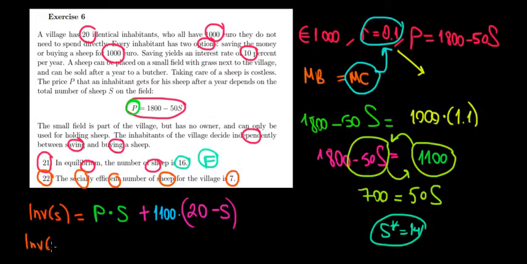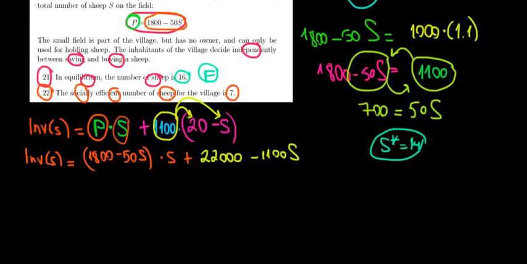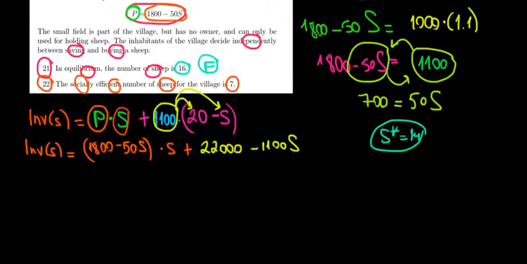So the investment for the society equals, the price function is 1800 minus 50s, so we'll write it over here, 1800 minus 50s. We multiply this with the number of sheep, so we multiply this with s, plus, and here we can open the bracket. What would be 1100 multiplied with 20? That would be equal to 22,000, and then 1100 minus s is minus 1100s. Okay, we can open the brackets even more so that we can solve this.